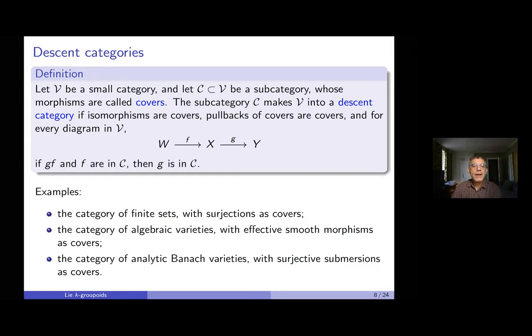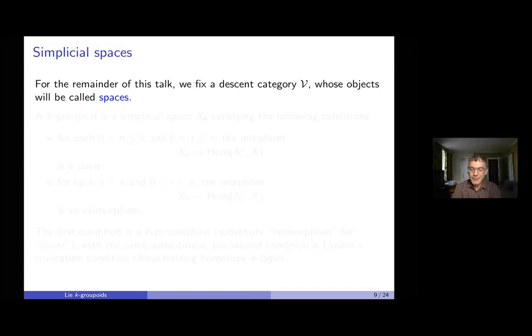So I'm going to fix a descent category, and most of the time it'll either be analytic Banach varieties or algebraic varieties. And I'm going to call the objects of this category the spaces. So I just realized that because I modified slides from another talk, I left out one of the axioms from the definition of descent categories.